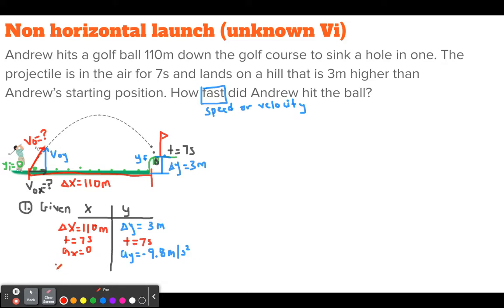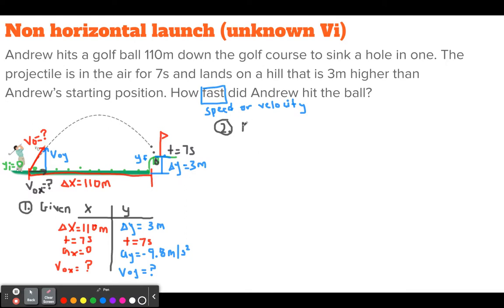We're looking for initial velocity in the x, that's equal to question mark. And we're looking for initial velocity in the y, that's equal to question mark. So that's our first step. Write down what we know, what we're given, and what we're trying to find. Our second step is usually to find time using what we know in the y direction.